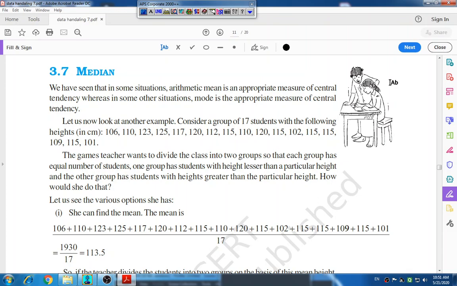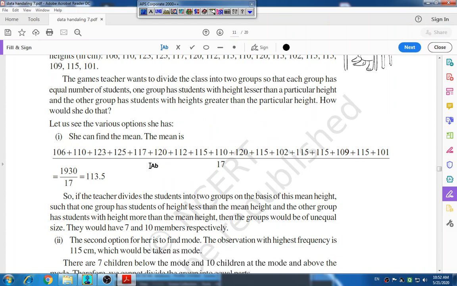The mean of a given data is the sum of all the observations upon the total number of observations. So if we divide students into two groups on the basis of this mean height, such that one group has students with height less than the mean height and the other group has students with height more than the mean height, then the groups would be of unequal size. They would have 7 and 10 members respectively.